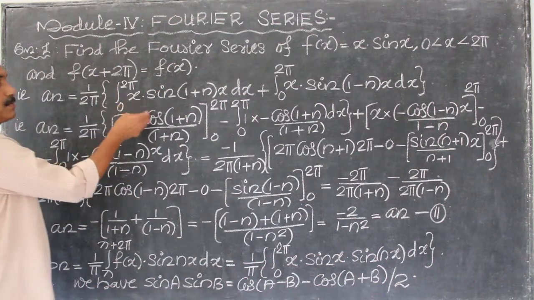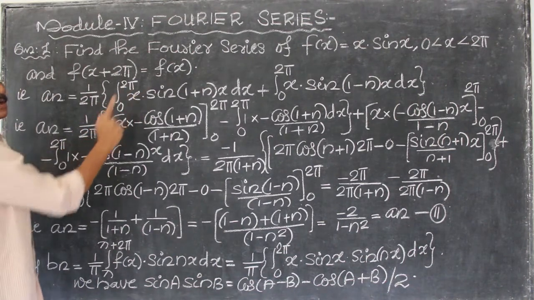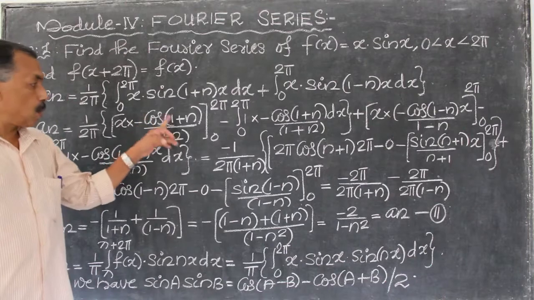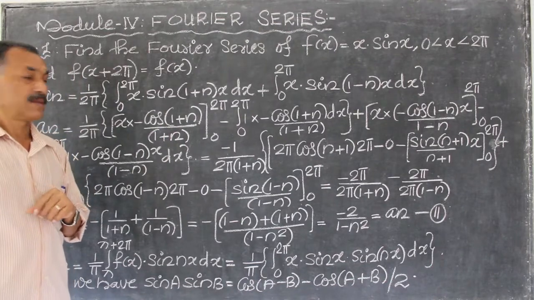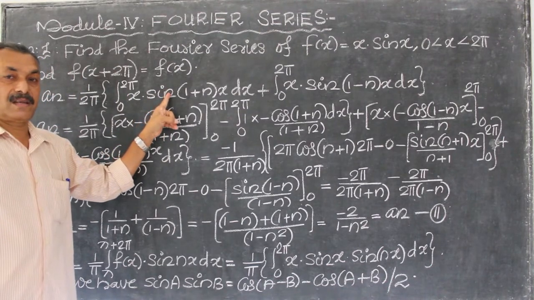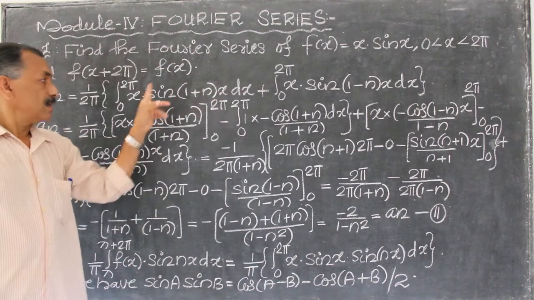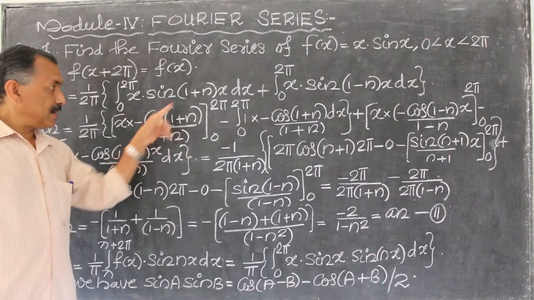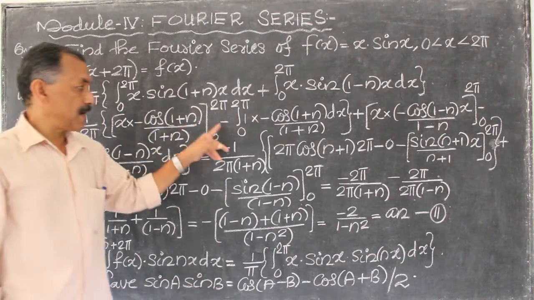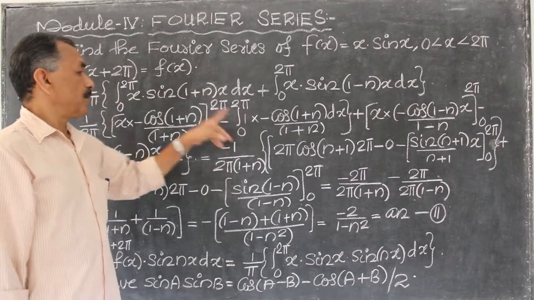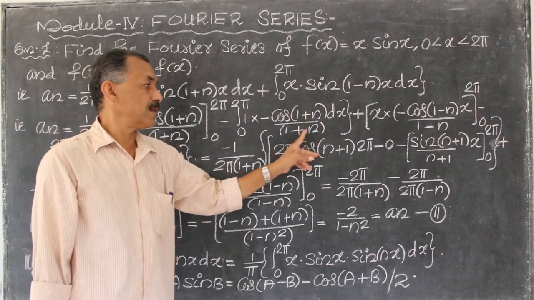Now apply integration by parts. That is 1 by 2 pi, first, x, into integral of sin. What is integral of sin? Minus cos of 1 plus n x divided by 1 plus n, between the limits 0 to 2 pi. First into integral of second, minus integral of derivative of first into integral of second, sin 1 plus n into x, minus cos 1 plus n x divided by 1 plus n dx.